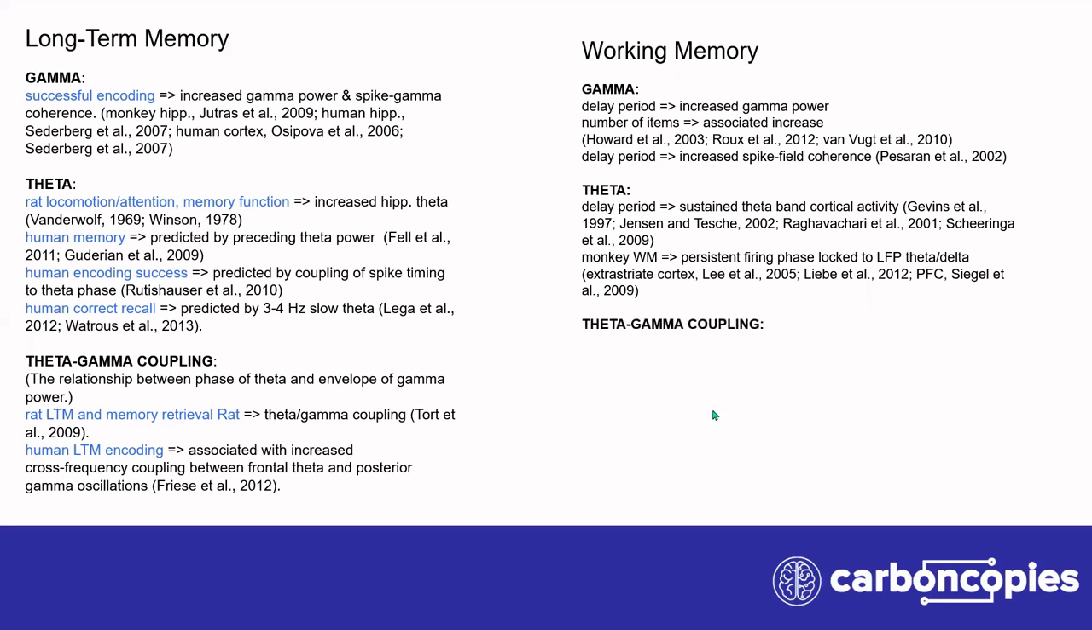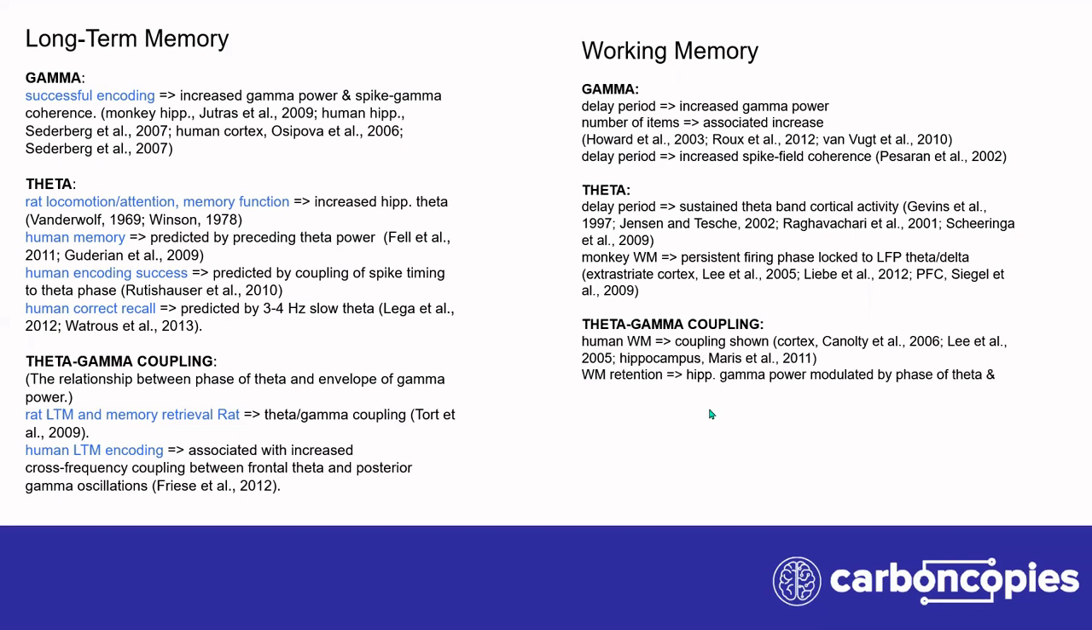Now for theta gamma coupling. Theta gamma coupling during working memory has been demonstrated in humans, both in cortex and in the hippocampus. Gamma power in the hippocampus is modulated by the phase of theta oscillations during working memory retention, and the strength of this cross-frequency coupling predicts individual working memory performance.